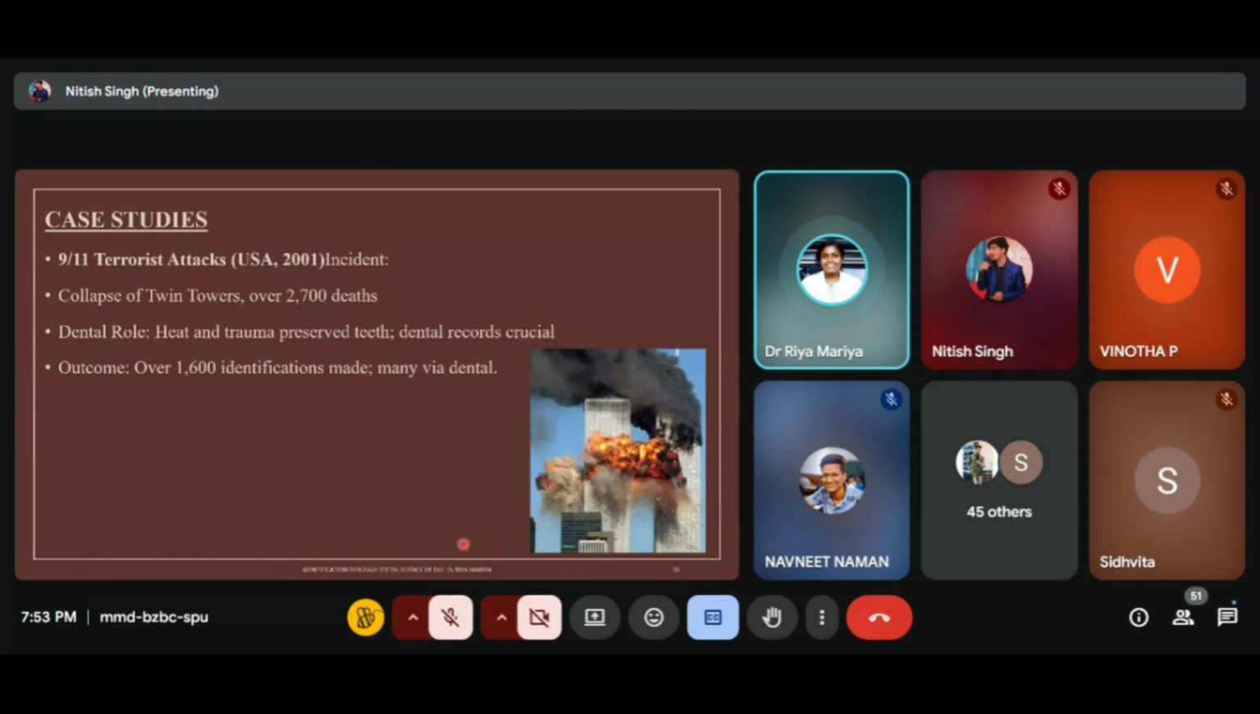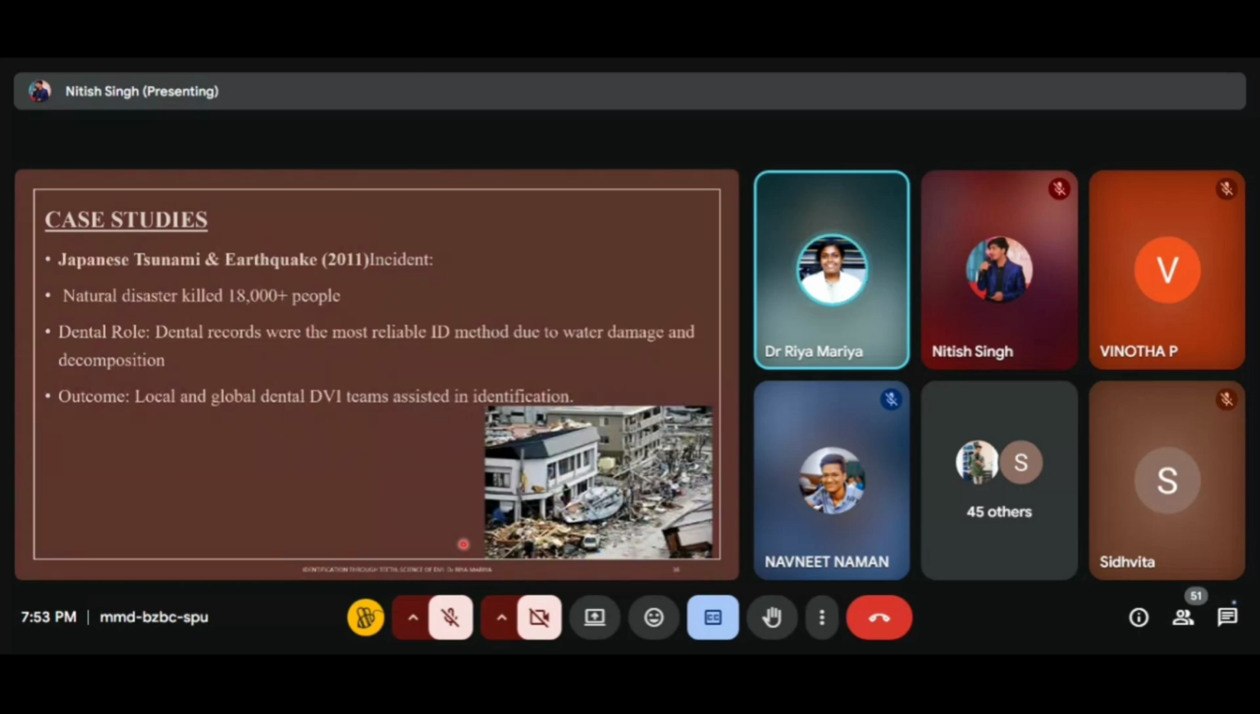This is also very much familiar. 2001 made, and most of them was through in 2011, and it was a very massive disaster and dental damage and decomposition.